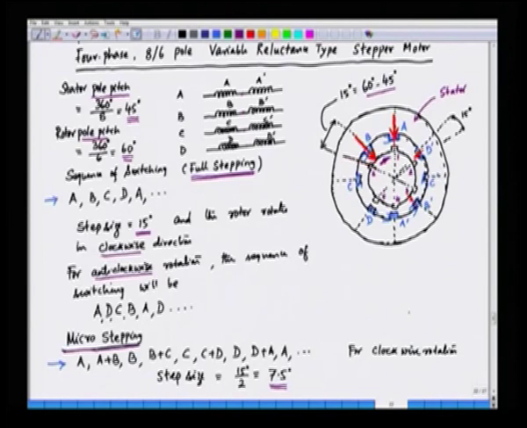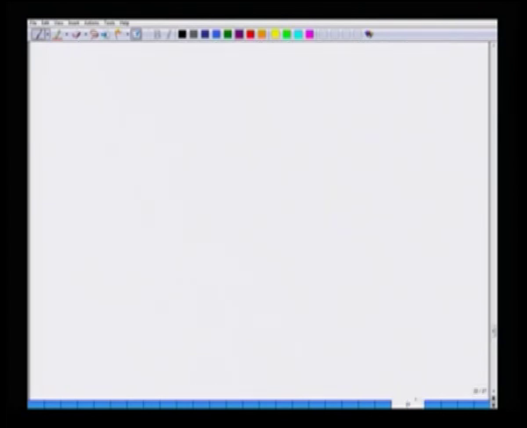Now, let us try to see how we can reverse the direction of rotation. The rotation is now in the clockwise direction. Now, if we go for anti-clockwise, what is the sequence of switching? The sequence of switching would be, in that case, for anti-clockwise rotation, and this is for microstepping. We are talking about microstepping.